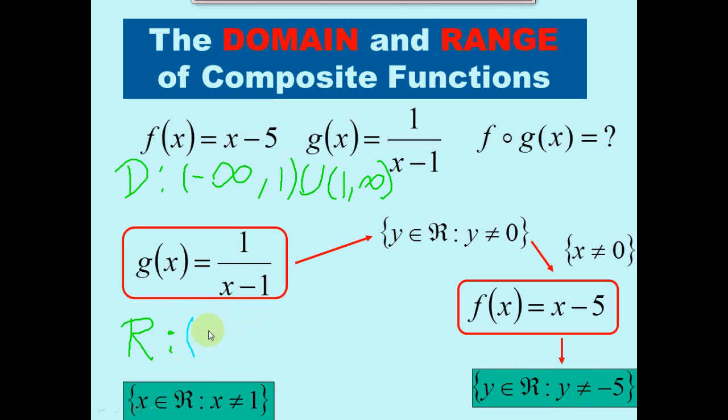Whoa, I changed colors. So negative infinity all the way up to, at this point you can actually say it with me, and then negative 5 all the way up to infinity. There we go. That's our range and domain.